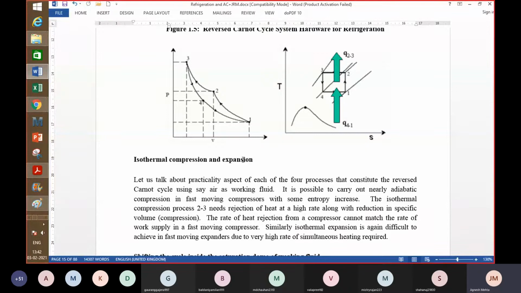You may be remembering the quasi-static process as talked about in thermodynamics, right? So in that case, you make the piston move very slowly, right?